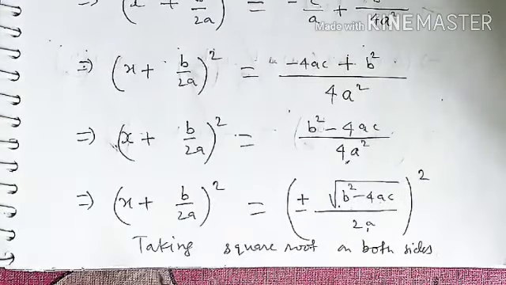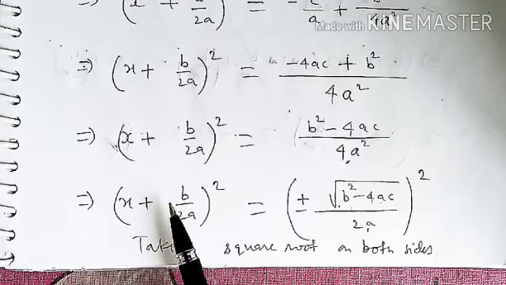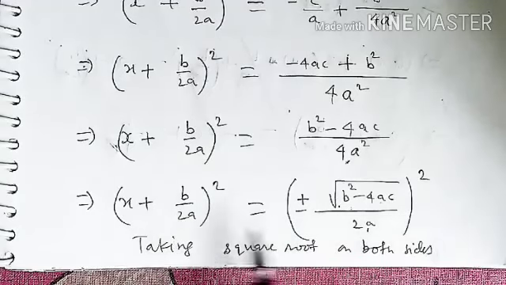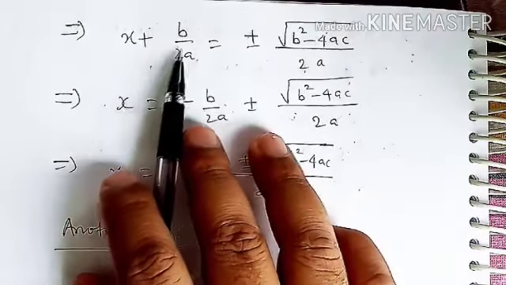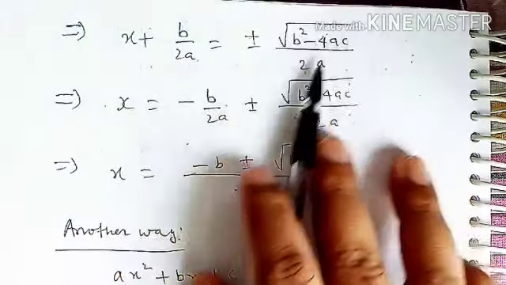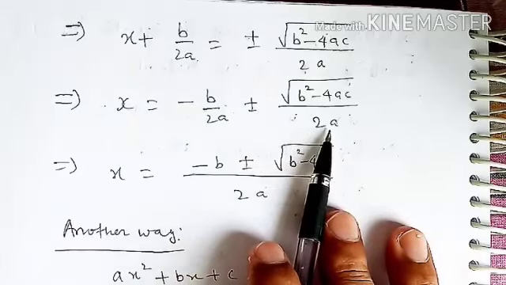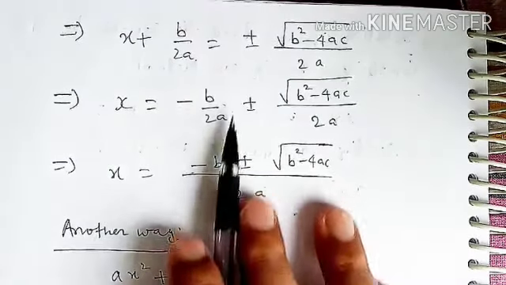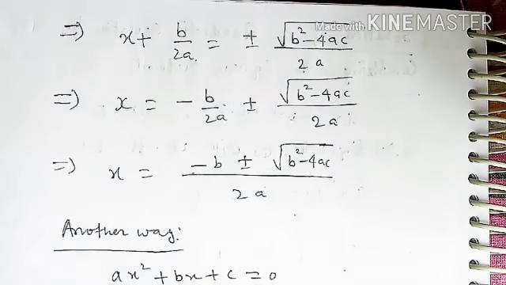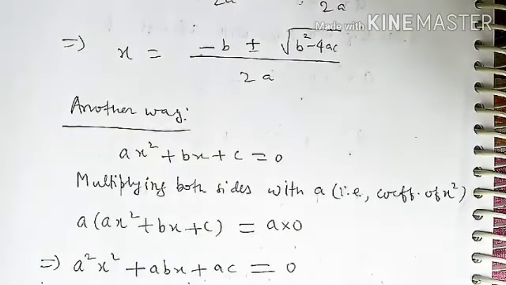Here plus minus both are written because we know that the square of a negative number is also positive. Here we take a negative number, its square is also positive. Now we have to find the solution, that is the value of x. So we take a square root on both sides so that we can get x. From here we have x plus b by 2a is equal to plus minus square root of b square minus 4ac by 2a. Now we transfer this, minus b by 2a, to the RHS. LCM is 2a. Now above we have minus b plus minus square root of b square minus 4ac. This is our x.